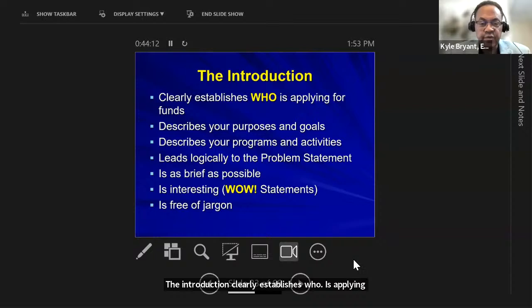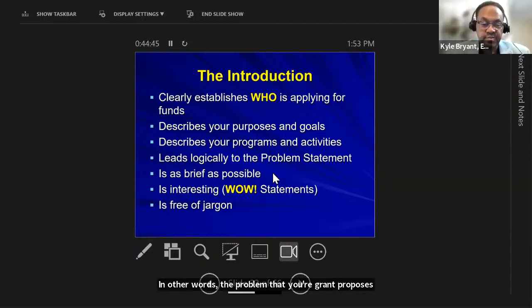So that's the name of your organization, or if you're doing it as a joint venture with a group of organizations or another organization or academic institution or with the city government, clearly say who is the organization to be funded under this grant. And it also describes your purposes and goals. It describes your programs and activities and leads logically to your problem statement. In other words, the problem that your grant proposes to solve.